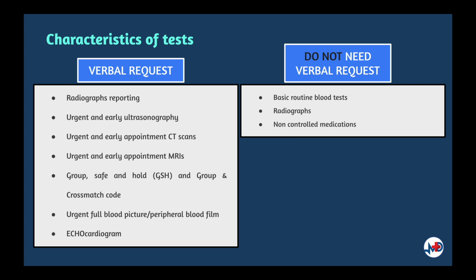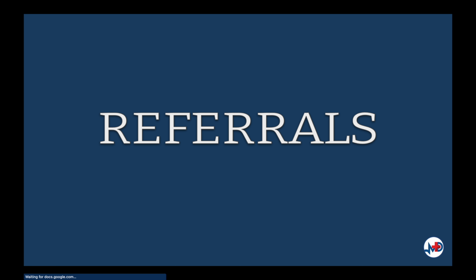Now, these are examples of tests that may require verbal requests, such as reportings, maybe CT scans and MRIs, group safe and hold or group cross-match, urgent full blood picture, as well as an echocardiogram in the ICU. And as for tests that do not need verbal requests, examples would be the basic routine blood tests, radiographs, as well as non-controlled medications.